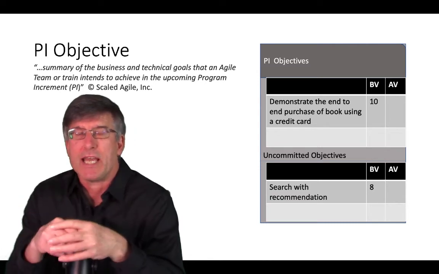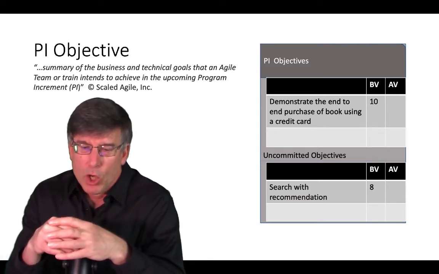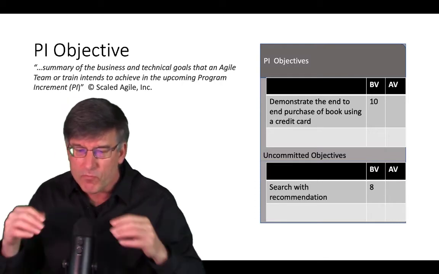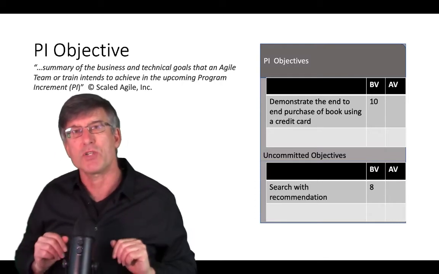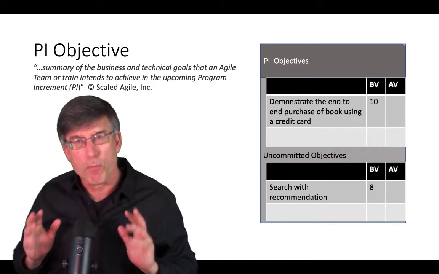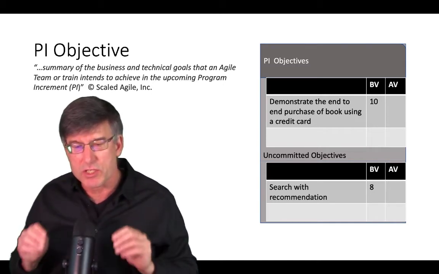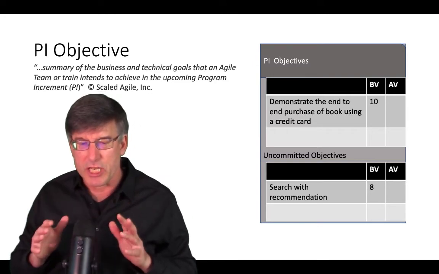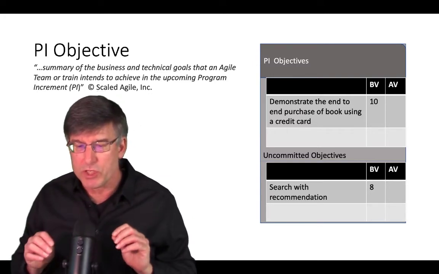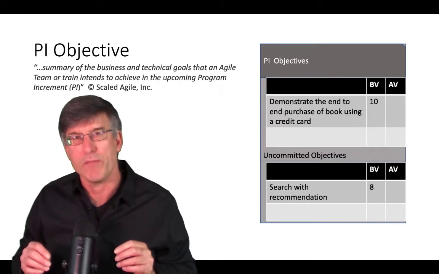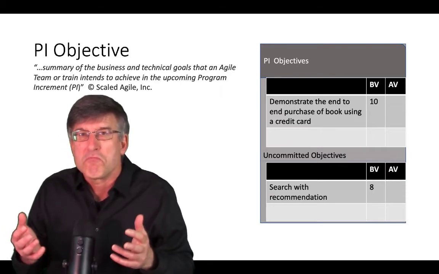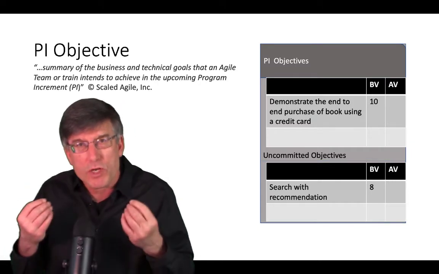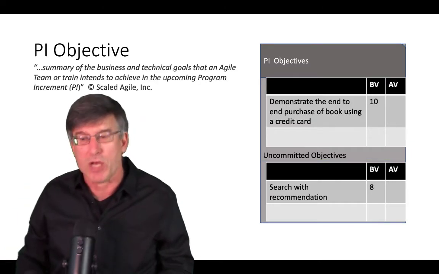What exactly is a PI objective? Well, if you go to the Scaled Agile Big Picture, you can click on the PI objective icon and up will come the definition saying they are a summary of business and technical goals that an Agile team or train intends to achieve in the upcoming program increment. In other words, they're what you intend to get done, what you want to get done and what you hope to get done in the upcoming PI.